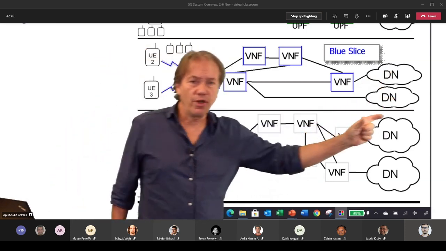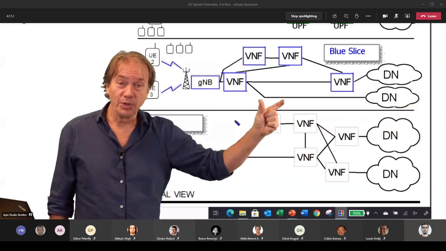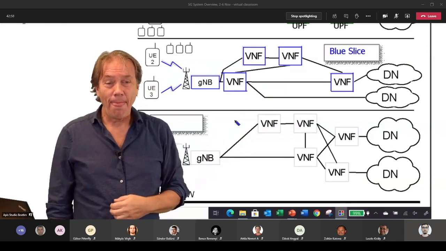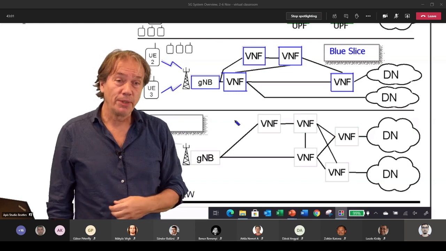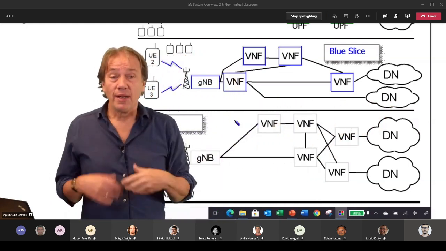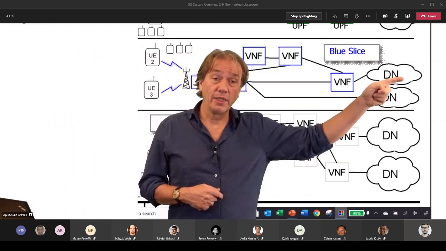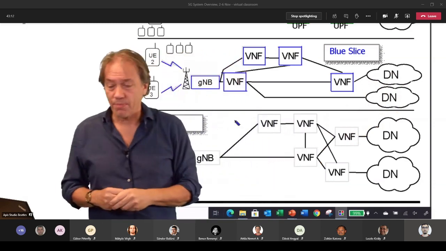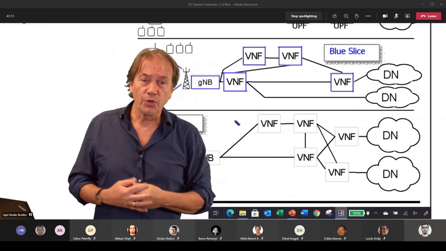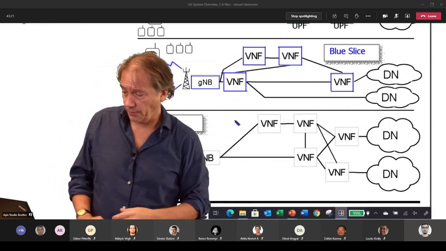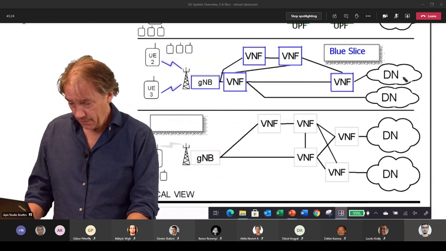Maybe it would have been better if I moved this cloud closer to the edge of the network too. Maybe next time I change the picture, I will move the cloud, because now it looks like the distance between the user equipment and the data network is still the same. But I think the idea with edge computing is not only to move the user plane function to the edge of the network, but also the application. So data network 2, data network 3.